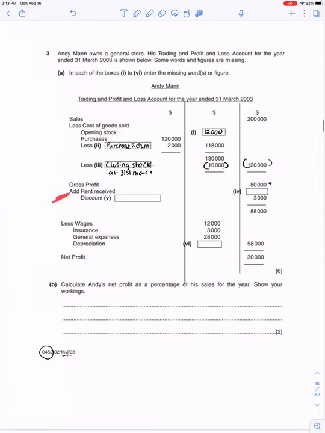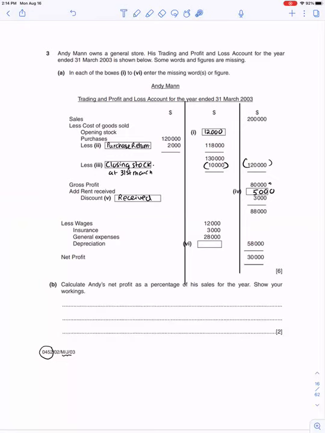Add the other income. First income is rent received, which is already given to us. Next income would be the discount received. This was the figure of gross profit. Discount received is 3,000. The total is coming to 88,000. Just go upwards. 88,000 minus 3,000 minus 80,000, you will get 5,000 as your balancing figure.